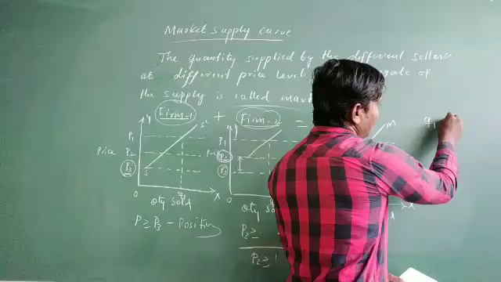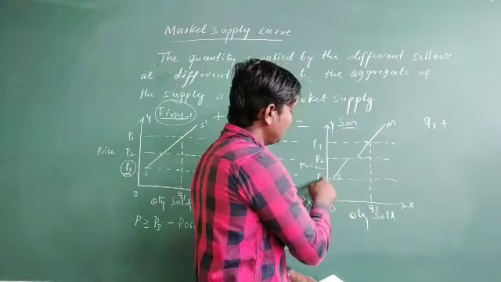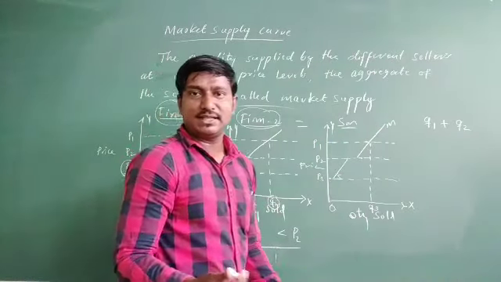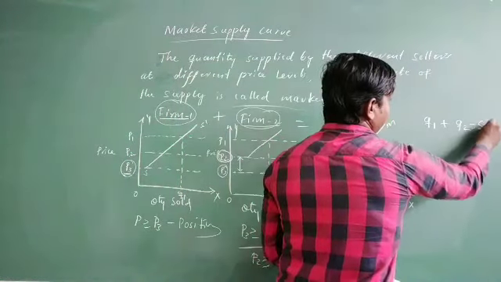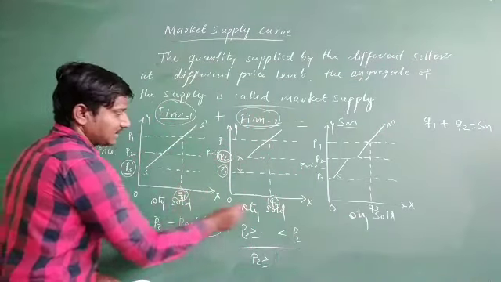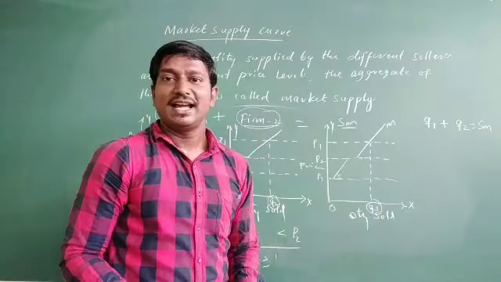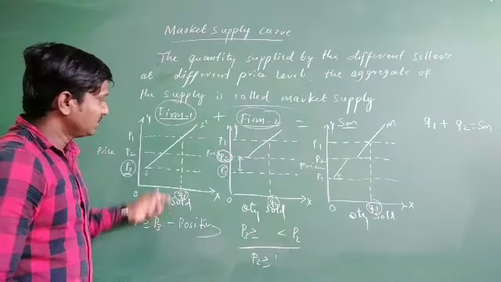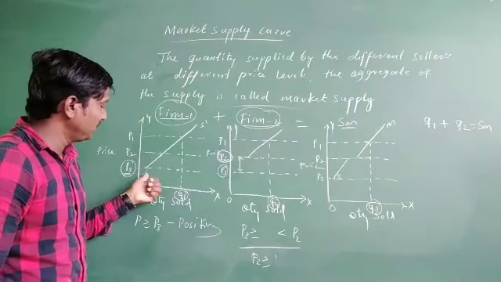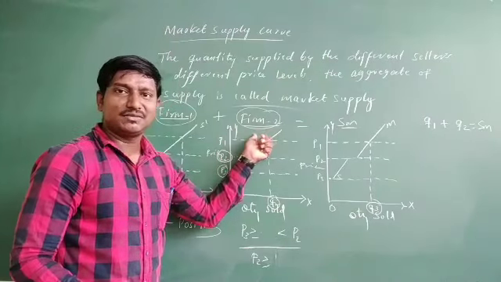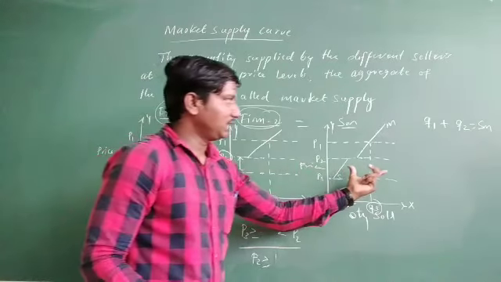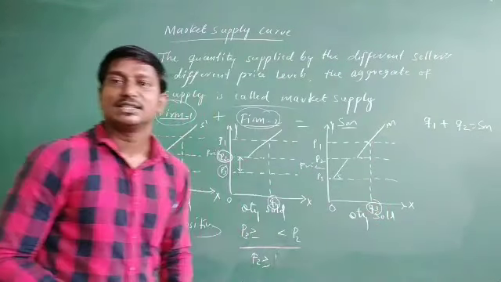Firm 1 supplies Q1, whereas firm 2 supplies Q2. Then what is this? And this is going to be SM, which means market supply, when Q1 plus Q2 equals Q3. So remember, firm 1 supplies if the price is greater than or equal to P3, and firm 2 supplies if the price is greater than or equal to P2. When we club together these two firms, we will get the market supply curve, and that is Q3.